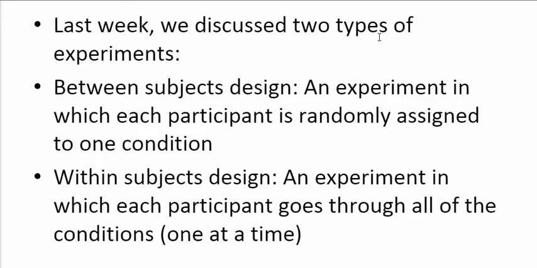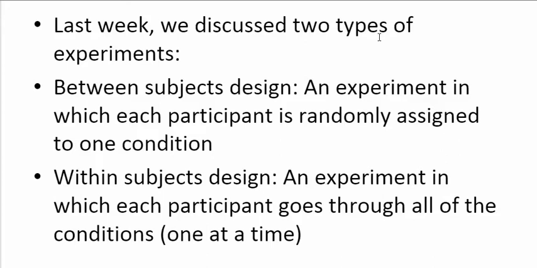Now, in a within subjects design, each participant goes through all conditions of the experiment, one at a time, and each participant is repeatedly tested or repeatedly observed. So, if a researcher is doing a within subjects design with two conditions, A and B, each participant will be tested under condition A and tested under condition B on two separate occasions, and each participant will provide the researcher with two separate scores, one score for A and one score for B.